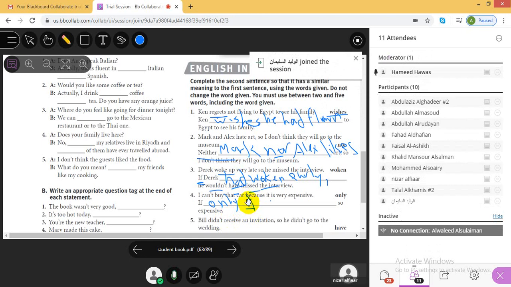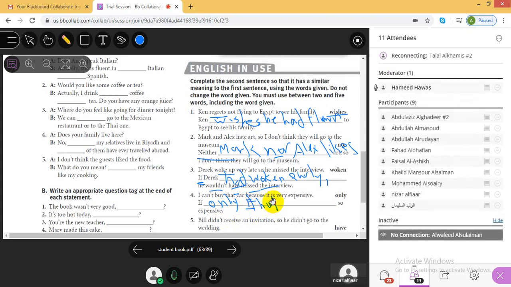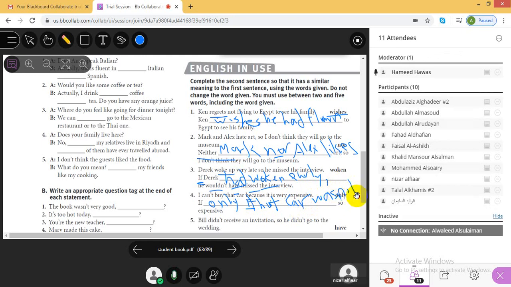If only that car wasn't. I will make is into was, then I will add negative to give me the opposite situation, but in the past. Okay, if only that car wasn't expensive, يعني لو السيارة دي ما كانتش غالية زي كده.